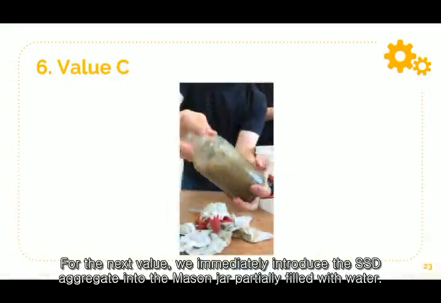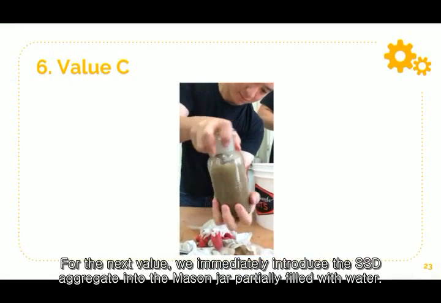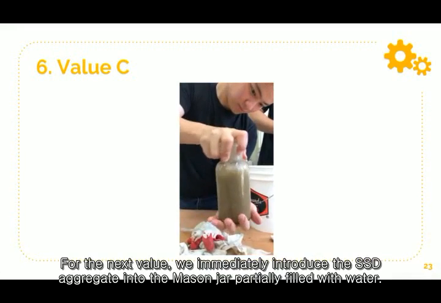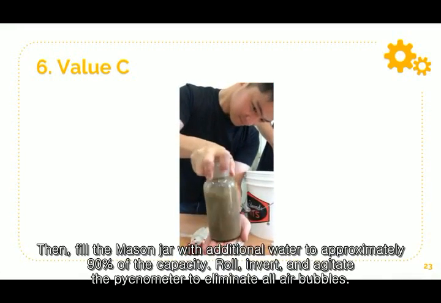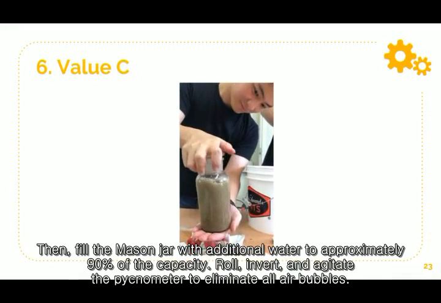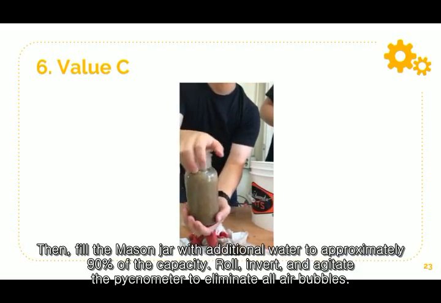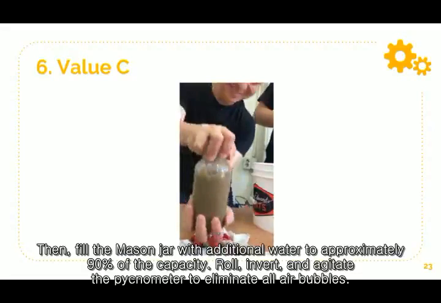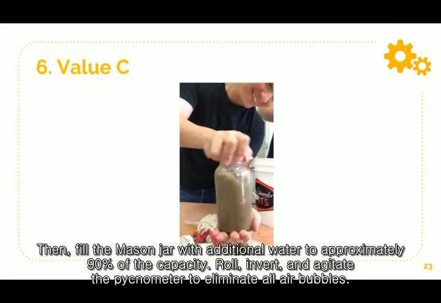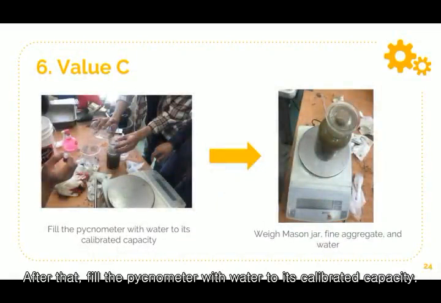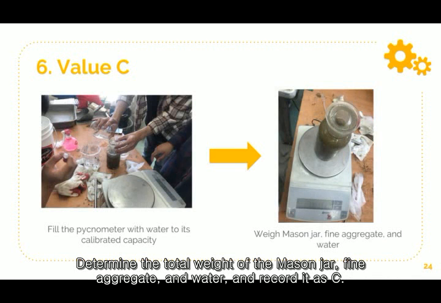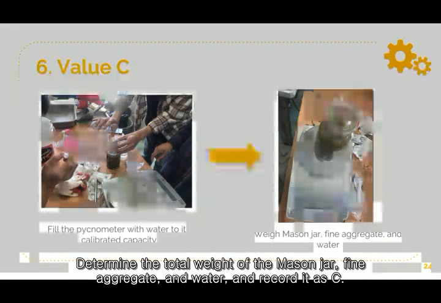For the next value, we immediately introduce the SSD aggregate into the mason jar partially filled with water. Then fill the mason jar with additional water to approximately 90% of the capacity. Roll, invert, and agitate the pycnometer to eliminate all air bubbles. After that, fill the pycnometer with water to its calibrated capacity. Determine the total weight of the mason jar, fine aggregate, and water, and record it as C.